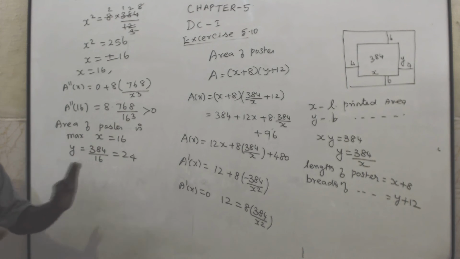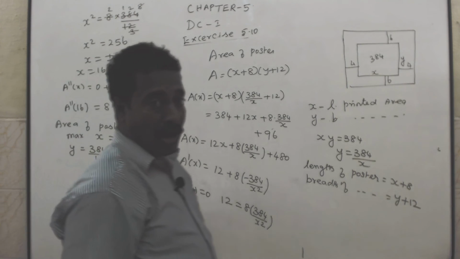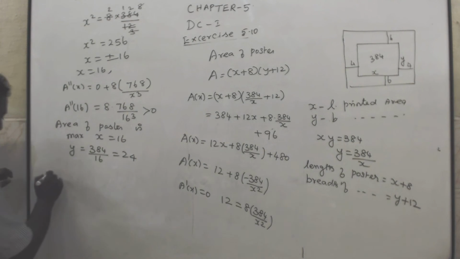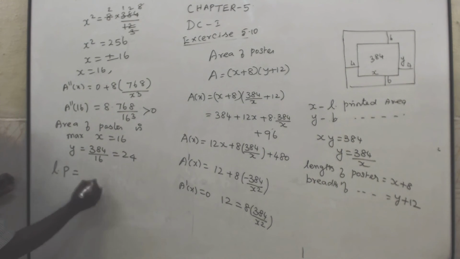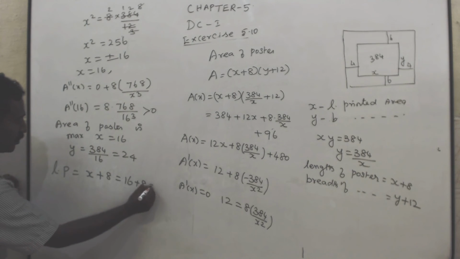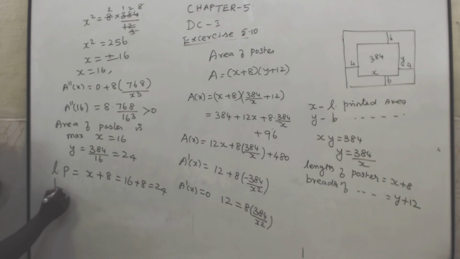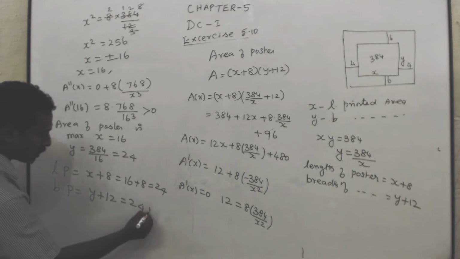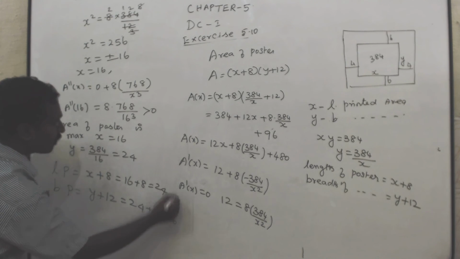But they are not asking x and y. You have to find out length of poster and breadth of poster. Length of poster equal to x plus 8, that is 16 plus 8 equal to 24. Breadth of poster, that is y plus 12, 24 plus 12, 36 centimeter.